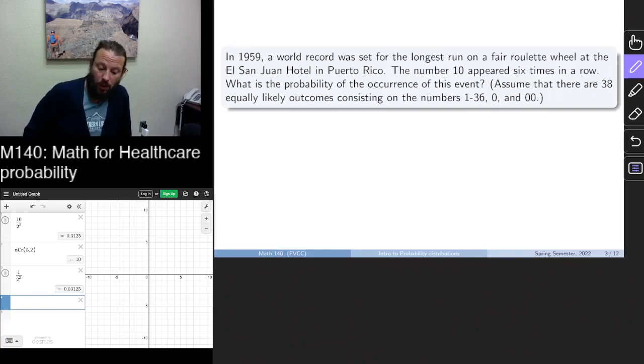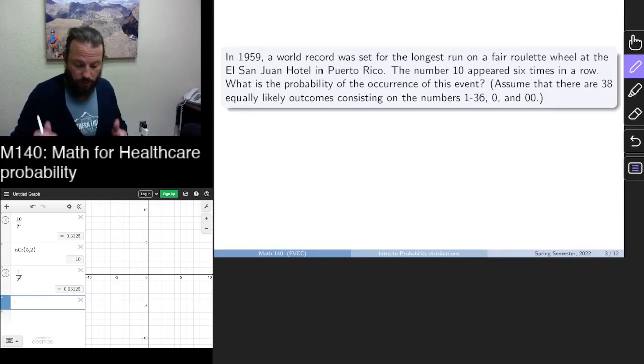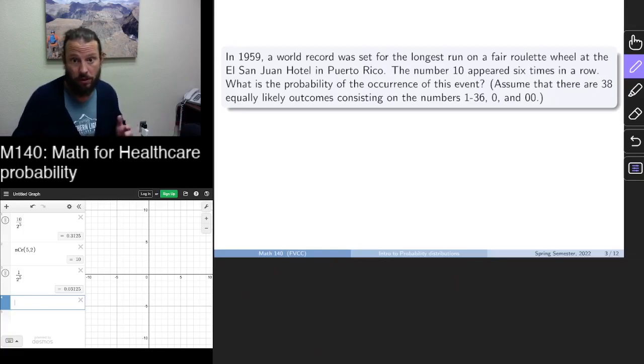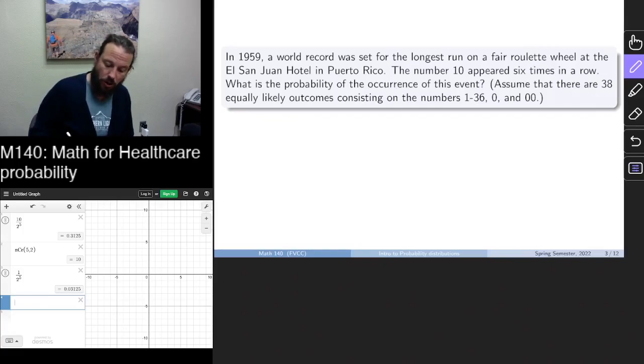So, let's see here. How can we think about this? Well, first, what it's asking us is, what's the probability that a 10 appears 6 times in a row, given that you're spinning it 6 times? Okay, right? Because it's going to change if you thought about 6 times in a row if you spun the wheel 500 times. So here it's really asking, if 10 appeared 6 times in a row, and you may also ask yourself, well, how about any number 6 times in a row? So let's first start with 10.